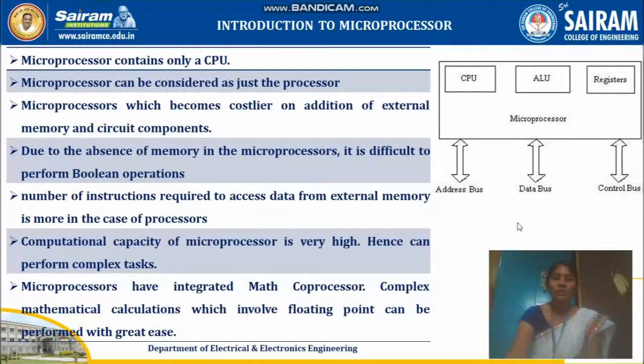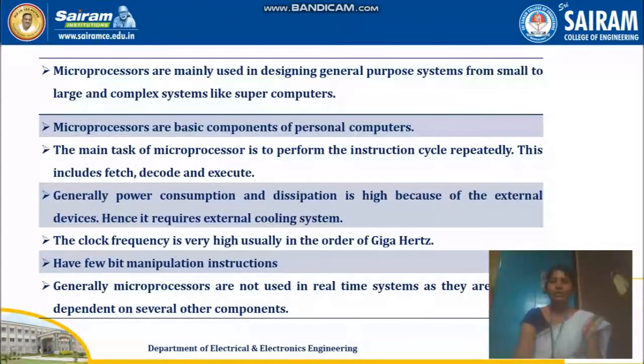The number of instructions required to access the external memory is more in the case of a microprocessor, and the compatibility of the microprocessor is very high. Hence, it can perform complex tasks also. With a math coprocessor, we can perform complex mathematical calculations involving floating point with greater ease. These are a few points we have summarized about the microprocessor.